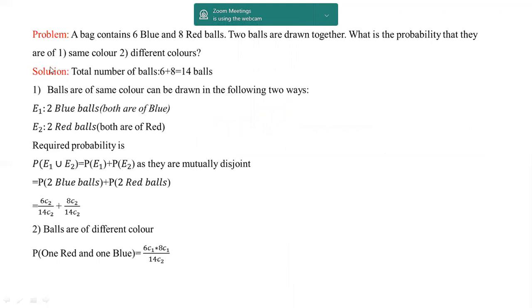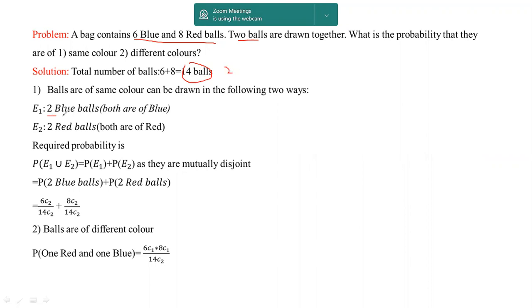Here is another example. A bag containing 6 blue and 8 red balls. Two balls are drawn together. What is the probability that they are the same color or different color? So in a bag we have 6 blue and 8 red balls, and we are drawing two balls. So what is the possibility of getting two balls of the same color or different colors? Total 6 plus 8, 14 balls are there. Out of 14 balls we are choosing two. So whether those two are the same or different, we have to find the probabilities.